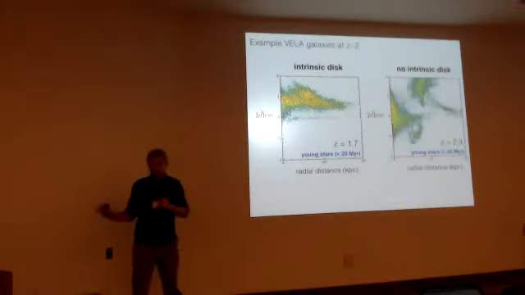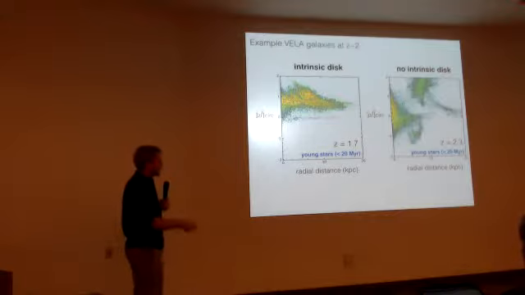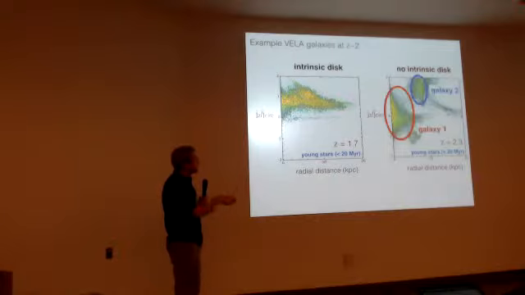So here's an example of 2 galaxies. One has an intrinsic disk. These are the stars. This is JZ over J circ versus radial distance. You see this one has a nice disk. It's one of the more massive ones. This one does not have a disk. There are 2 galaxies in here. This one is not rotating. This one is a companion.